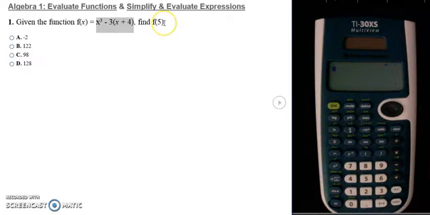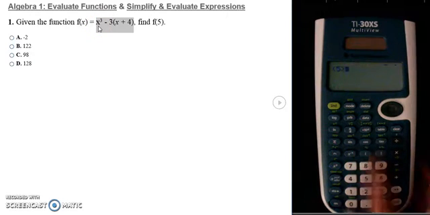So anytime that I'm substituting, you need to put that number in parentheses. If you don't put it in parentheses, you run a high chance of getting the problem wrong. So here it has an x cubed, so that means I'm going to have a 5 cubed. So I'm going to put that 5 in parentheses.